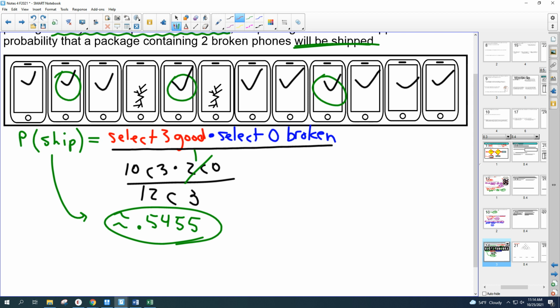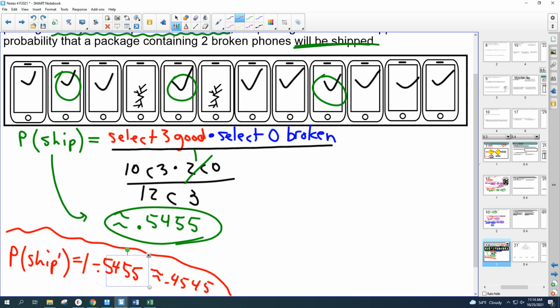So an extra question I could ask is, what then is the probability that this package does not ship? Couldn't we just say 1 minus that? That happens every once in a while. We found the probability that this happens. We want to know the probability that this does not happen, so just 1 minus 0.5455, which is 0.4545. Now understand, that's not part of the question. That's something else. I didn't ask you that. I asked you this: probability that it ships.